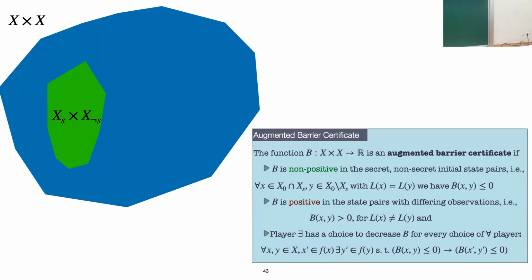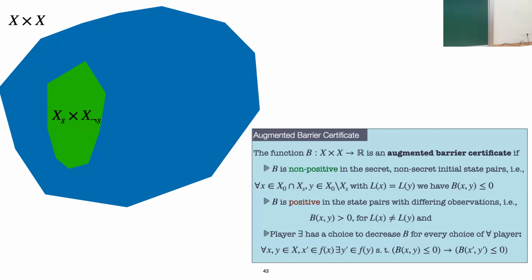Negative in the initial states, positive in the bad set of states, not matching observation. And if you can find a barrier decreasing at every step, you could show that you're satisfying hyperproperties. So what you're saying is that for every move of the for-all player, you get kind of a barrier certificate for the existential. Yes, so here is exactly that.